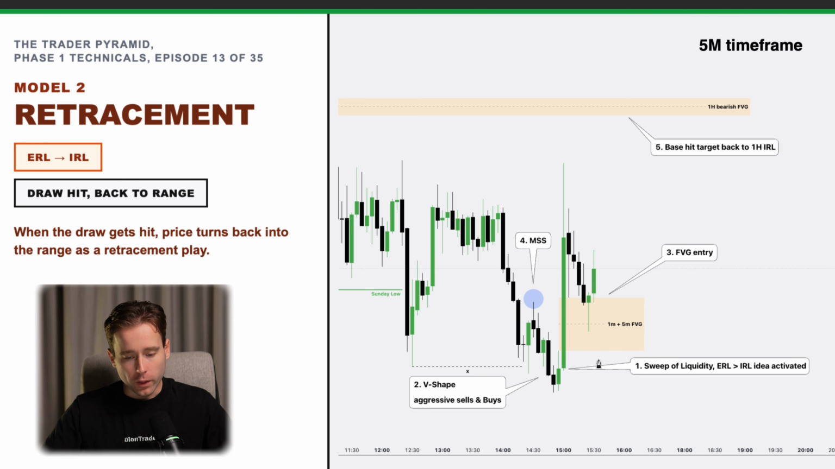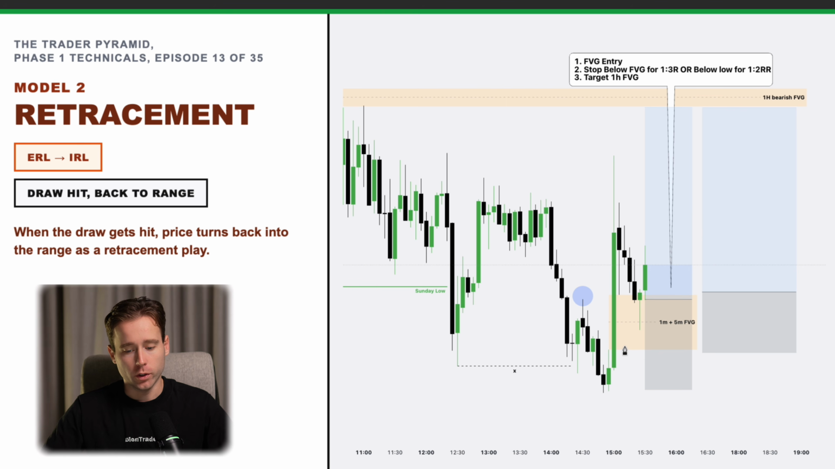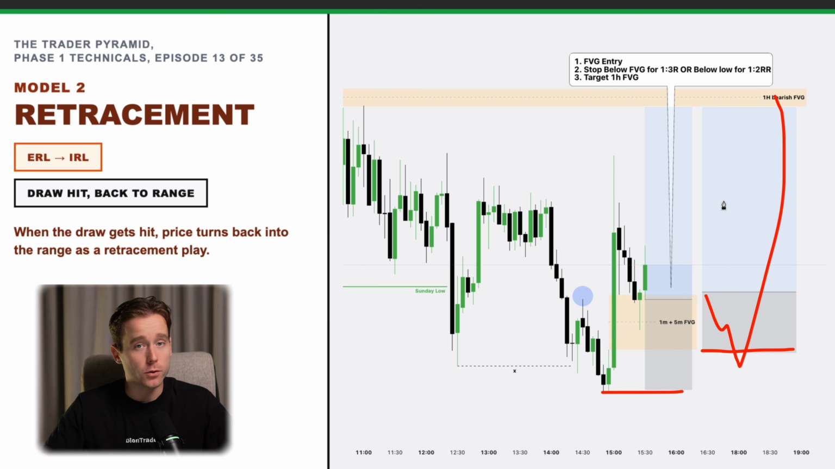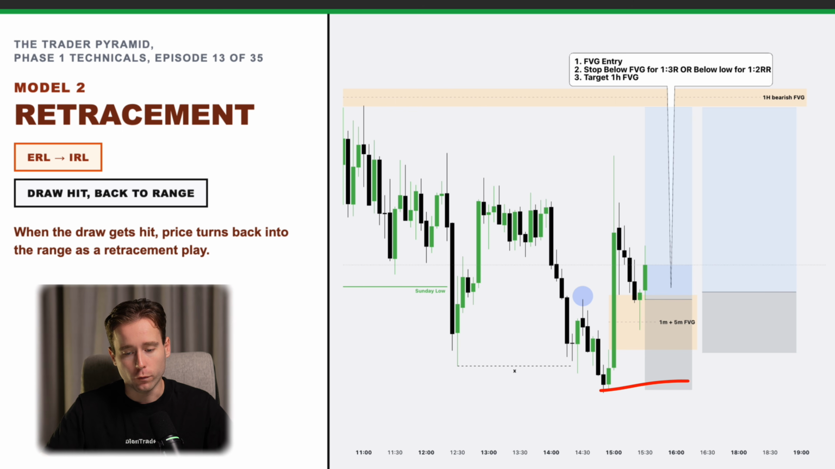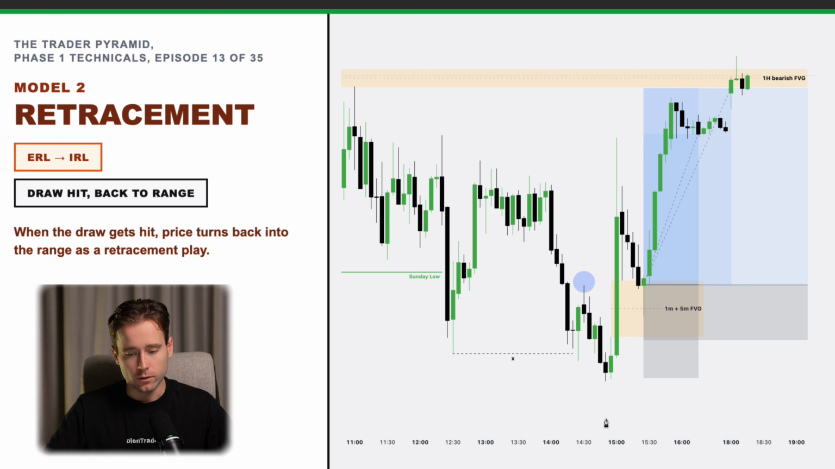So with the model there, this is how you can execute. You can do 2 things here. I would say entry in the fair value gap, stop below the low, or stop below the fair value gap. If you want a high risk reward, you can do the below the fair value gap, but sometimes it comes back there and stops you out before the real move. That is up to you if you're willing to have a higher risk to reward and be okay with being stopped out sometimes. If you don't like that, put your stop below the low for 1 to 2, target the 1 hour fair value gap, and then price goes to the target. And that is how you trade the retracement model.